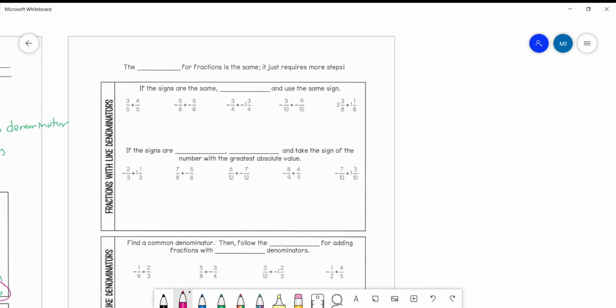Okay. So the process for fractions is the same. It's just going to require more steps. If the signs are the same, add and use the same sign. So in addition and subtraction, we have to make sure that the denominators are the same. So in this particular box, all of these have the same denominators, so we're not having to find any common denominators. And so we need to add the numerators.